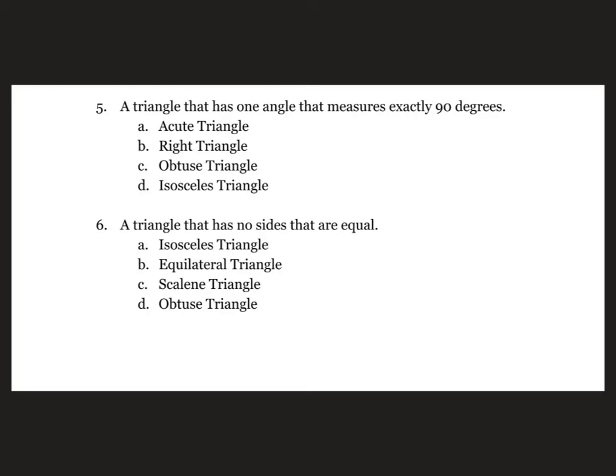Number 5, a triangle that has one angle that measures exactly 90 degrees. So one angle that measures exactly 90 degrees. When we see that, we know we have a right angle. So we also know we have a right triangle. Remember, if it's specifically talking about angles, isosceles definitely shouldn't make sense because isosceles is classifying that triangle by sides. So you were only choosing really between A, B, and C, and once we knew we had a right triangle, it had to be that one.